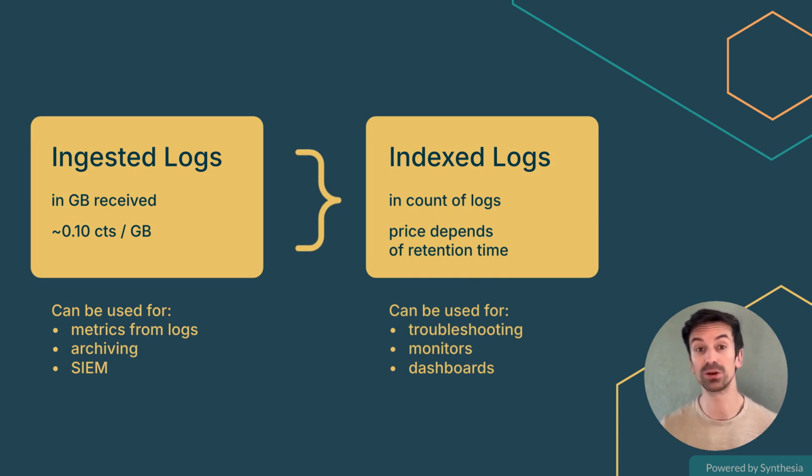In general, the best strategy is to send everything, since ingestion costs are low, and then selectively index only what's valuable.